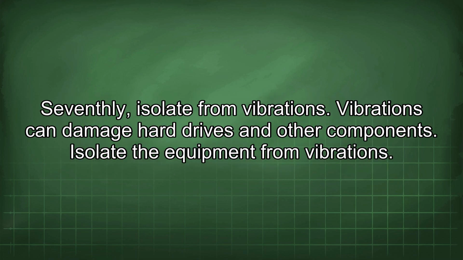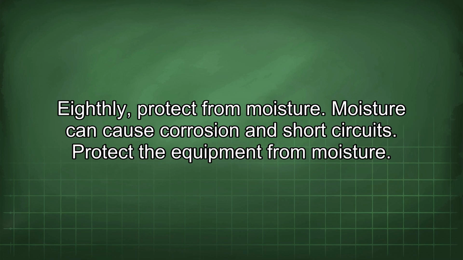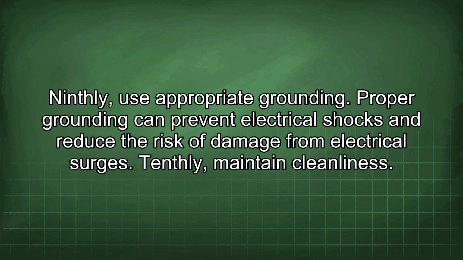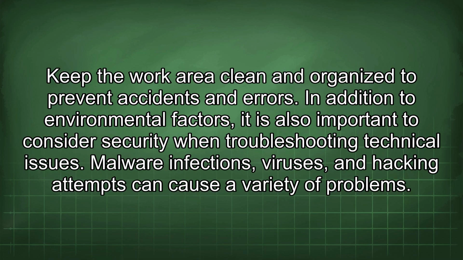Seventhly, isolate from vibrations. Vibrations can damage hard drives and other components. Isolate the equipment from vibrations. Eighthly, protect from moisture. Moisture can cause corrosion and short circuits. Protect the equipment from moisture. Ninthly, use appropriate grounding. Proper grounding can prevent electrical shocks and reduce the risk of damage from electrical surges. Tenthly, maintain cleanliness. Keep the work area clean and organized to prevent accidents and errors.